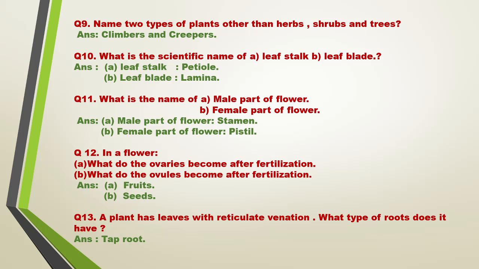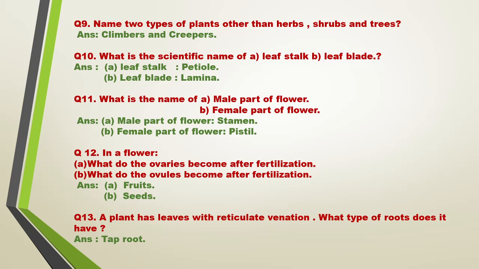Name two types of plants other than herbs, shrubs, and trees. So, other than herb, shrub, and tree, there are two types of plants. One is the climber, and another one is the creeper. What is the scientific name of the leaf stalk and the leaf blade? The scientific name of the leaf stalk is the petiole, and the leaf blade is known as the lamina. The leaf stalk is the portion in between the stem and the lamina, that is the tender rod like structure, and the leaf blade is the flattened structure of the leaf.